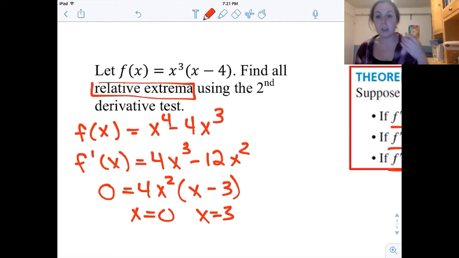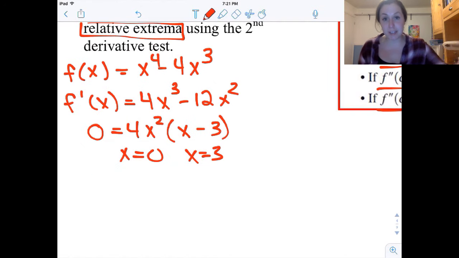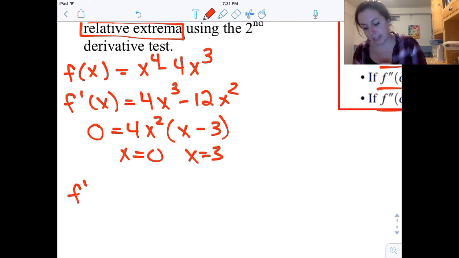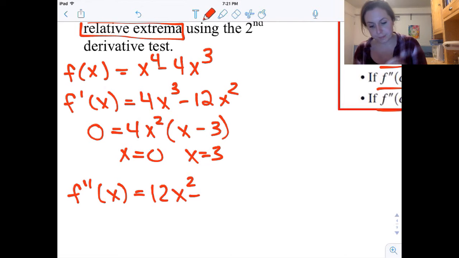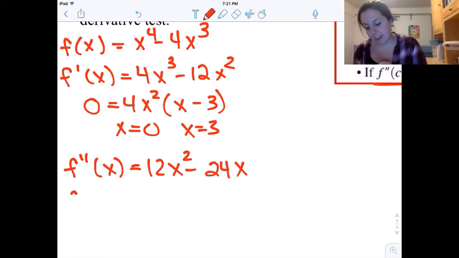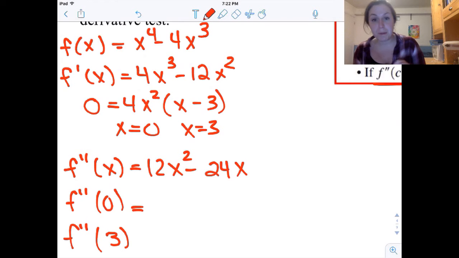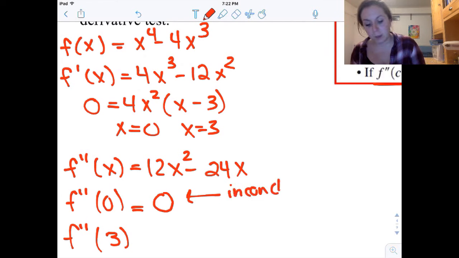Now, if I was doing first derivative test, I would make a sign chart. I would look for a change there. We're going to do the second derivative test, which means let's take the second derivative, which would be 12x squared minus 12. Nope, 24x. And we're going to plug in those points. So I'm going to find f double prime at 0 and f double prime at 3. So f double prime at 0 gives me 0. So think about what that means. That means we have a critical point, but there's no concavity there. So this is inconclusive, and we'll talk a little bit more about that one again in a second.